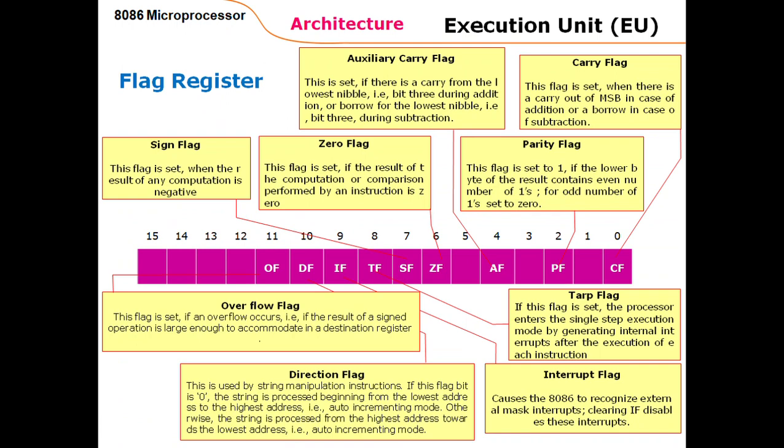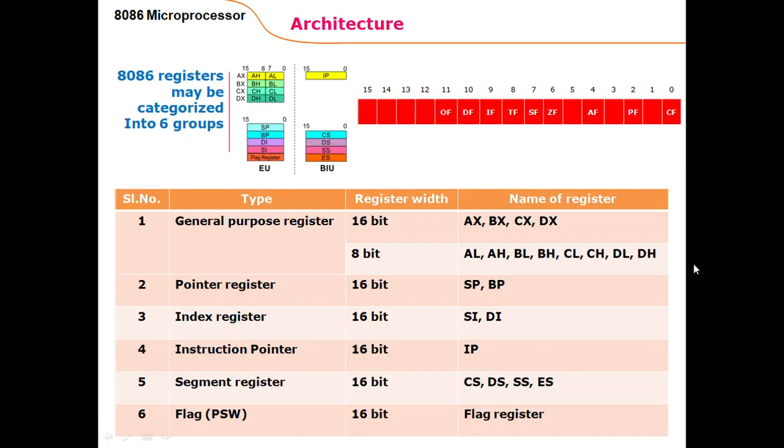The first 6 flags, carry flag, parity flag, auxiliary flag, zero, sign, and the overflow flag are affected during arithmetic and logic instruction execution. Data movement instructions do not affect the flags of these registers. In 8086 microprocessor, registers are sometimes also categorized into 6 groups.